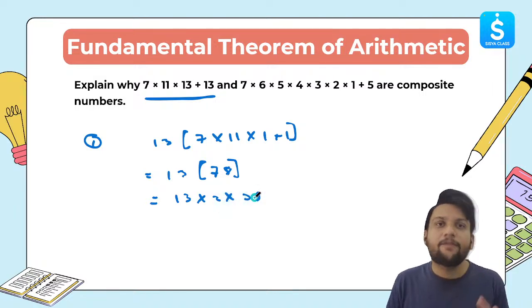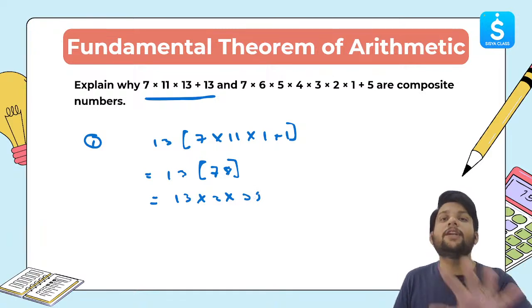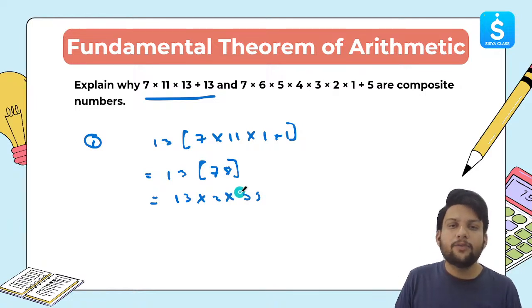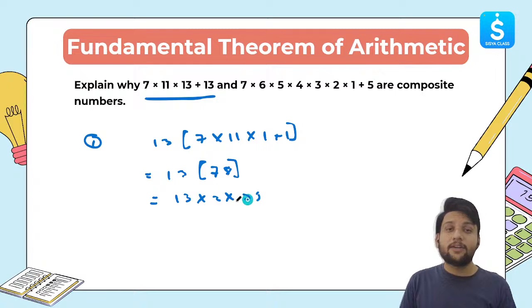Now, did you understand what we do? What is the definition of composite numbers? It should have more than 2 factors, that is, the number itself and 1. Here we have more than 2 factors. 39 can also be written as 3 times 13. So clearly this is a composite number.